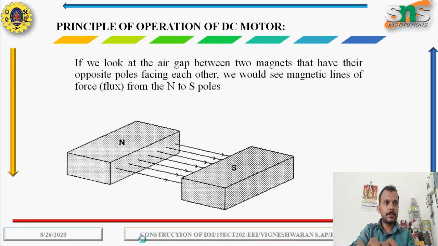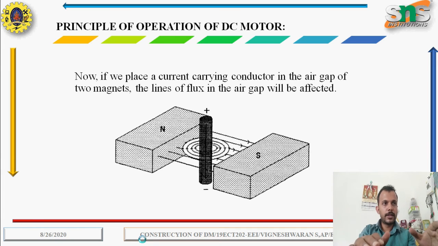Principle of operation of a DC motor. If we look at the air gap between two magnets that have their opposite poles facing each other, we would see magnetic lines of force from the north pole to the south pole. So opposite poles of magnets are placed with a gap, and you can see the magnetic lines of force flux from north to south pole.